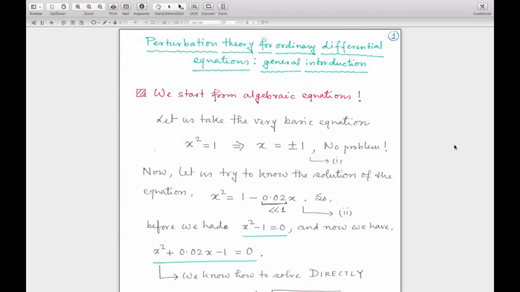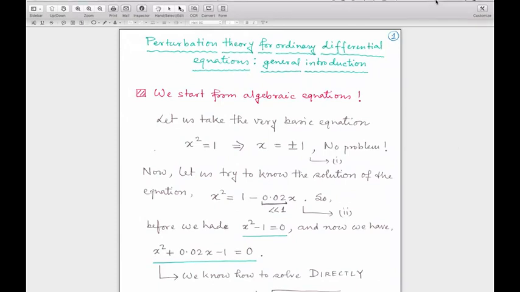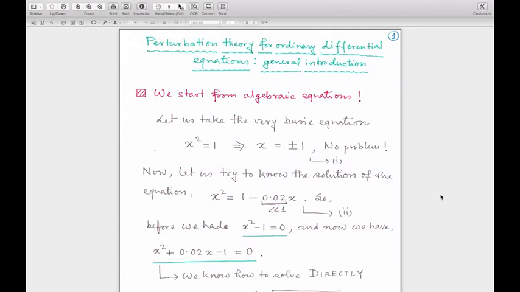Hello and welcome to lecture number 19 of Physics 401A. In this lecture, we start a new topic of perturbation theory for ordinary differential equations.